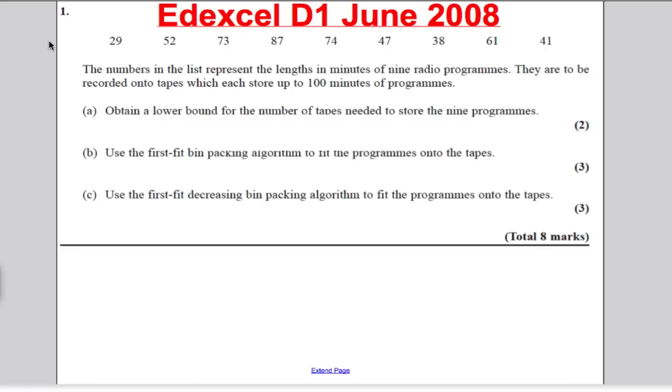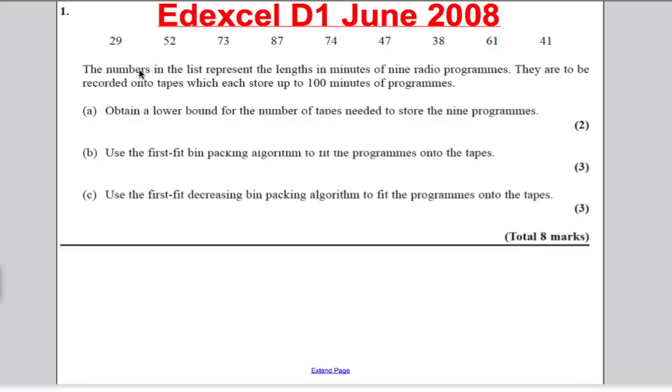June 2008, question 1, 8 marks in total. Pause the video, attempt the question, and then mark your work against my solutions as I go through. So in 10 seconds I'll go through. Pause now. Okay, let's go through this.